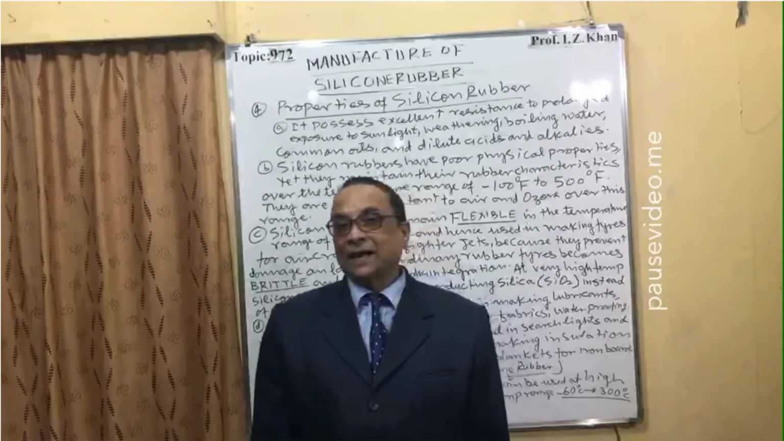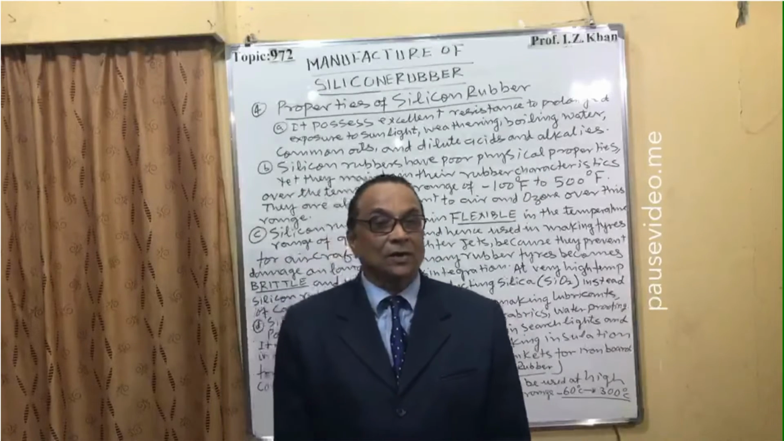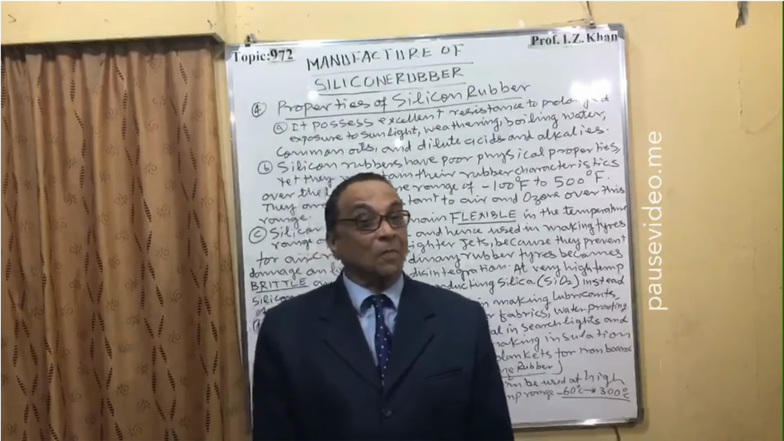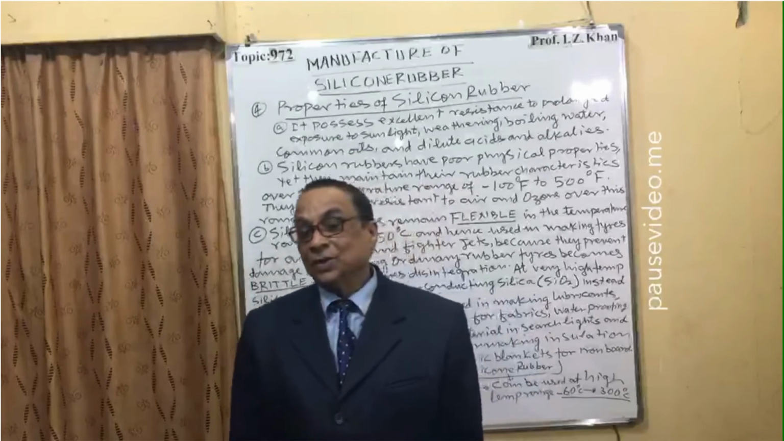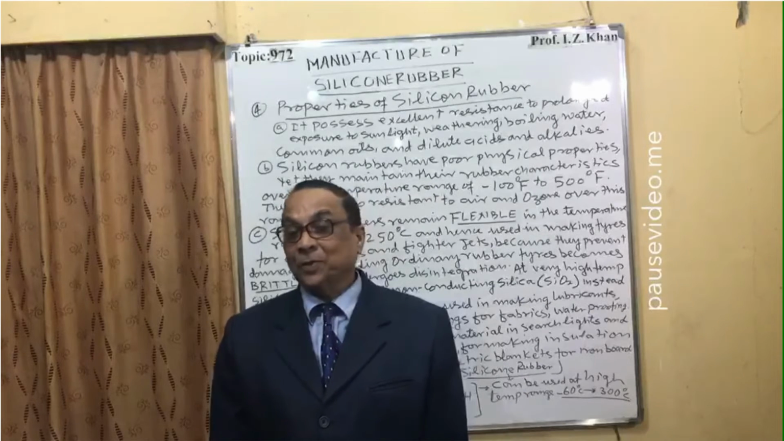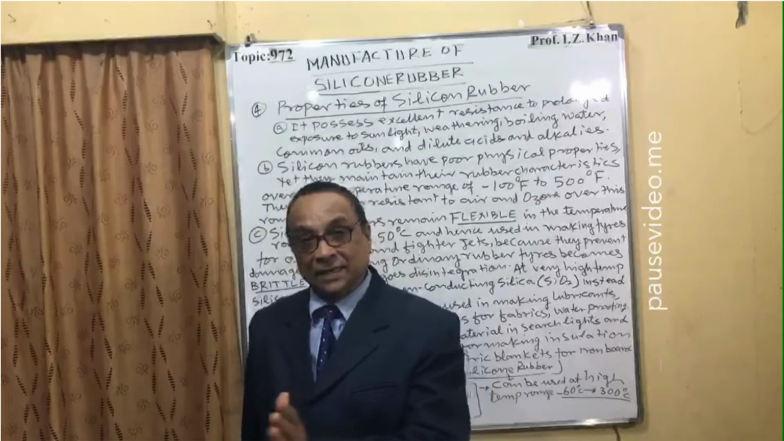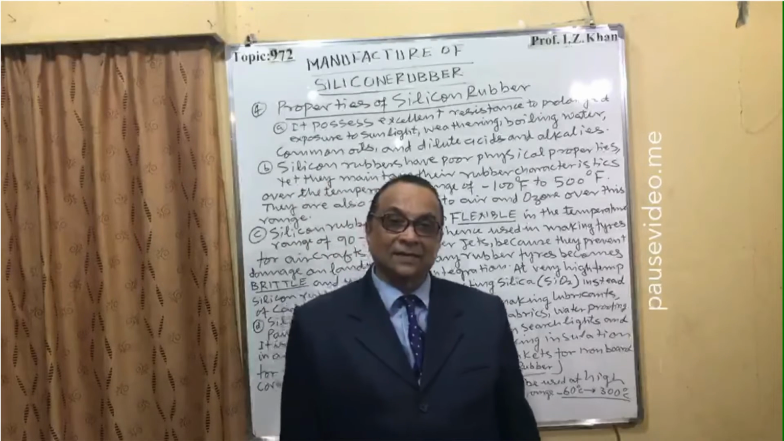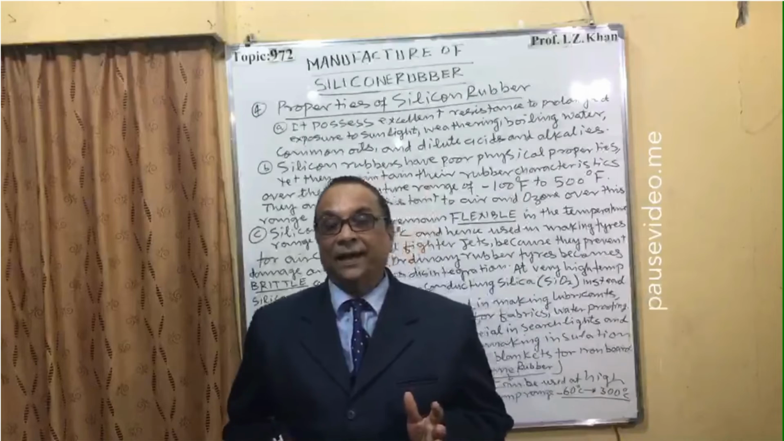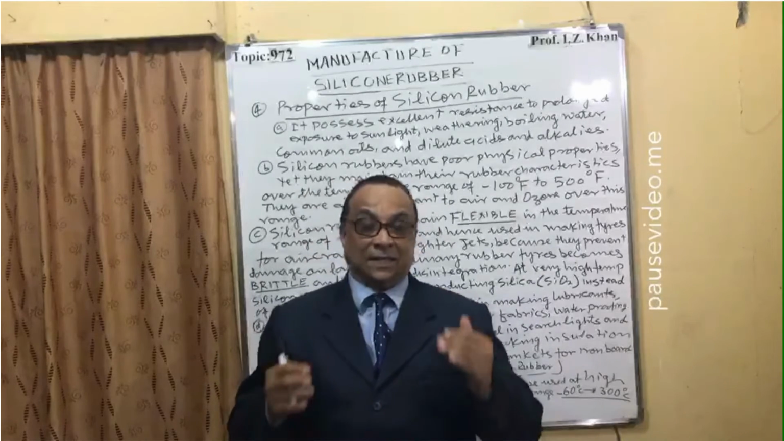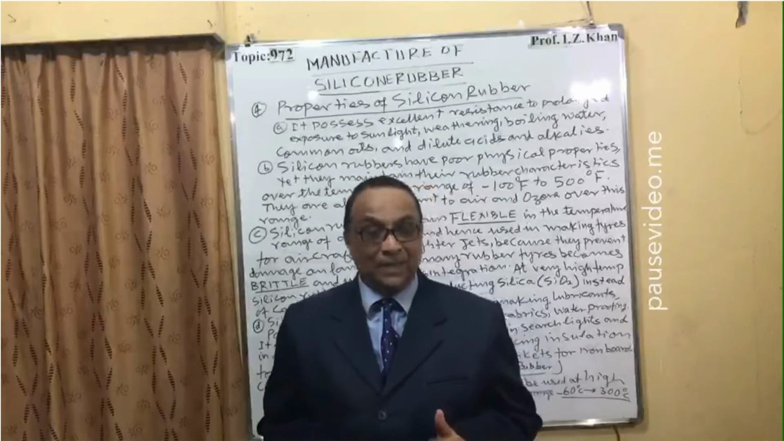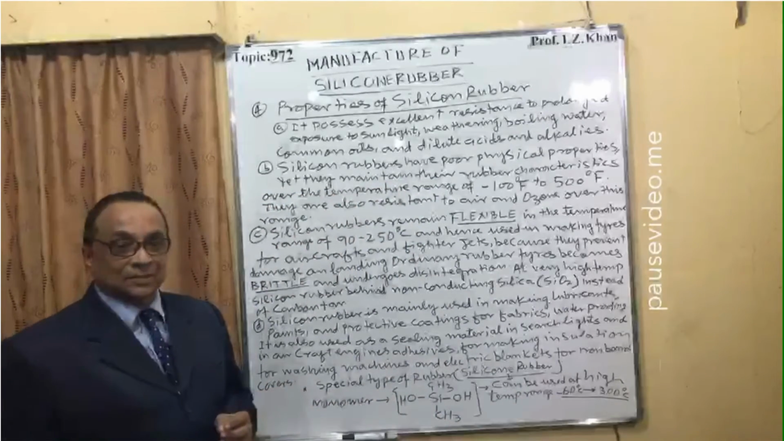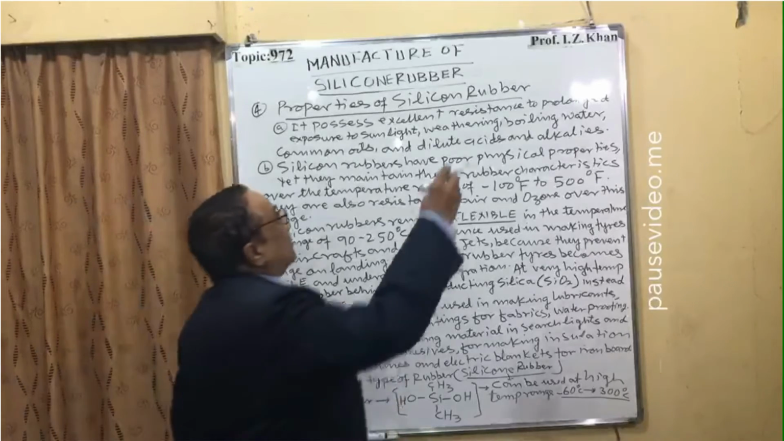is that it can be stable and strong up to high range of temperatures from -60 to 300 degrees centigrade. So from -60 it can be stable up to 300 degrees centigrade. This is the main property, and of course it is extremely resistant to high temperature. So number 4, that is properties of silicone rubber.